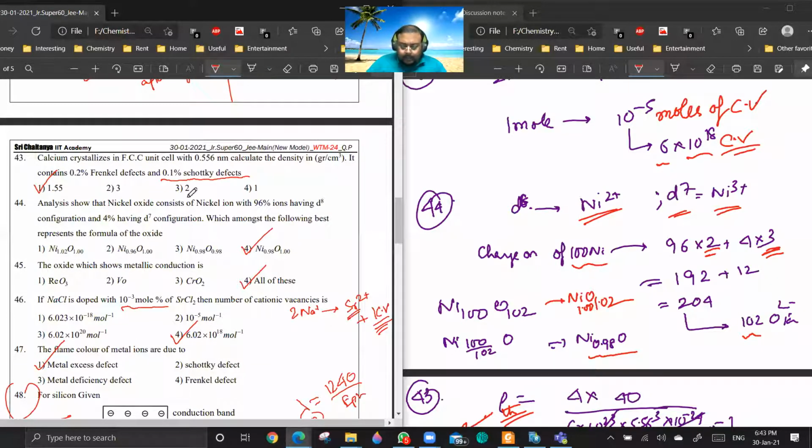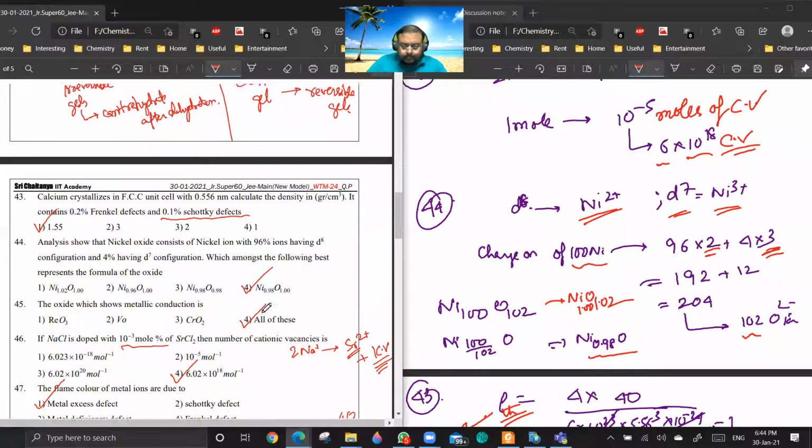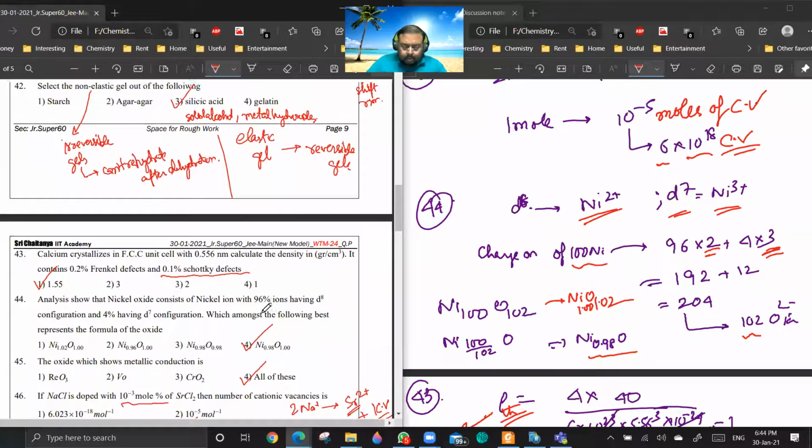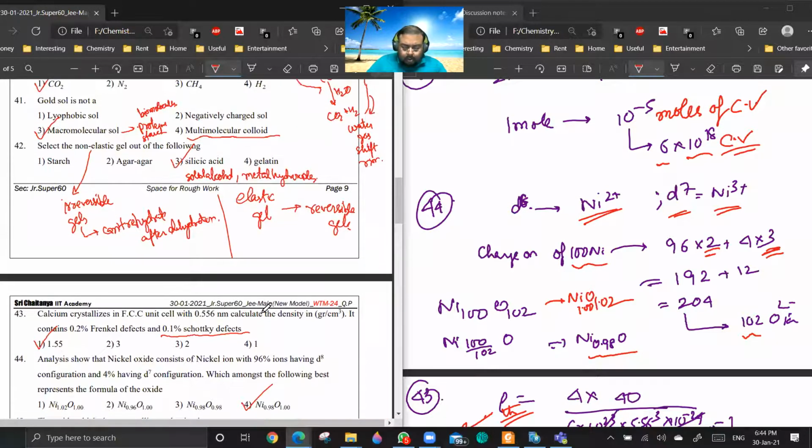45 is fact-based. Just make a note of it. Okay. You gave a note, sir. What is there in the notes? That's good. Yes. Okay.